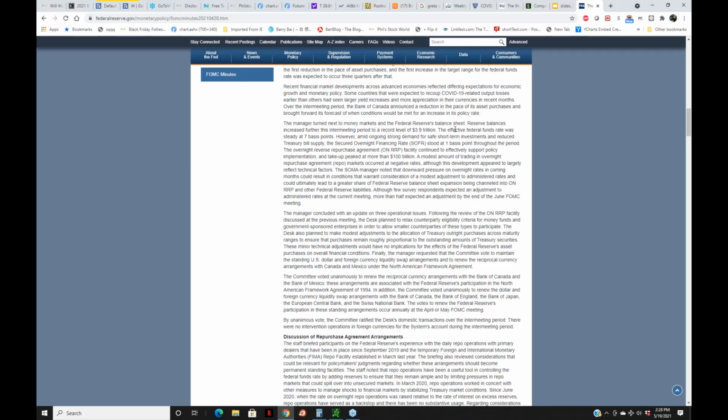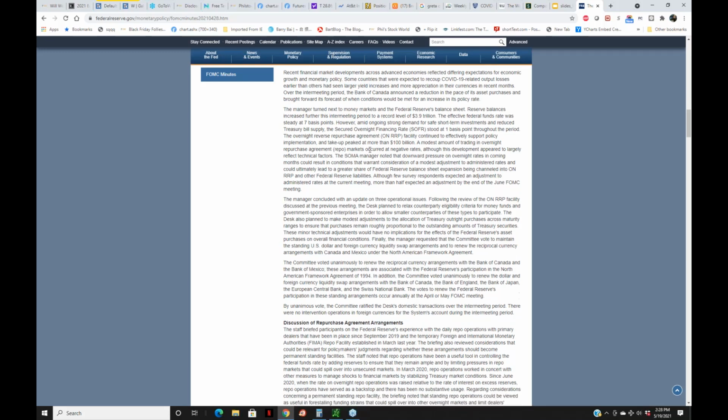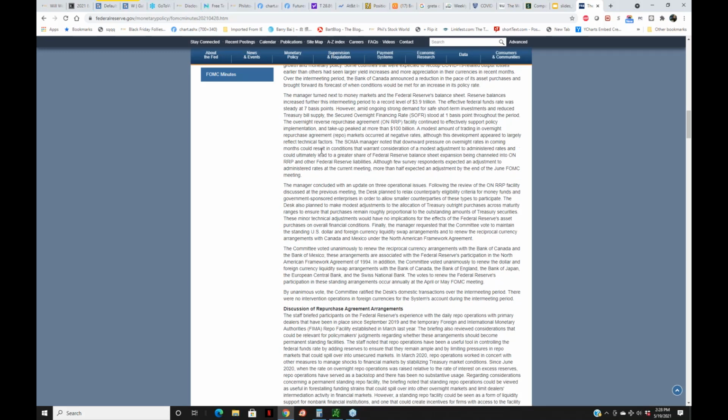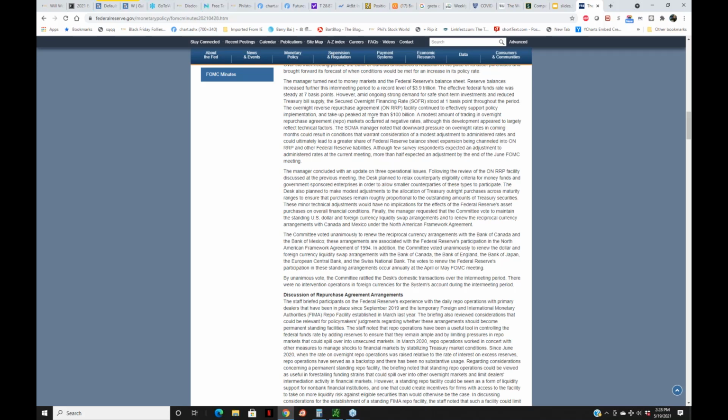Reserve balances, 3.9 trillion. The effective federal funds rate was steady. However, ongoing strong demand for short-term investments reduced the Treasury bill supply, and the secured overnight financing rate stood at 1 point. Take up 100 billion, a modest amount of overall trading, overnight repos, negative rates.